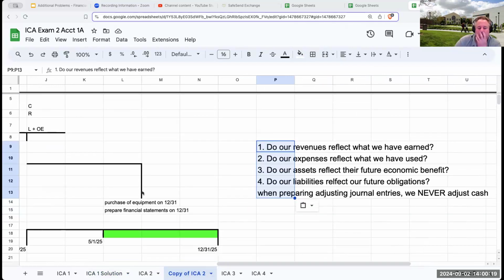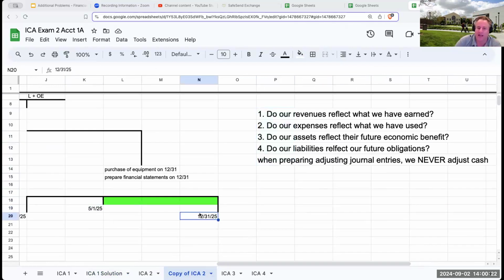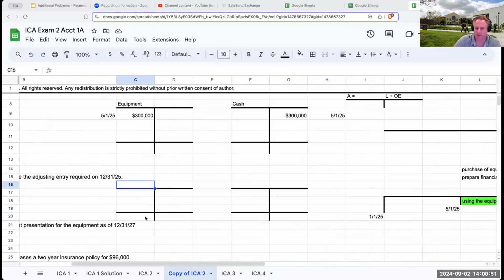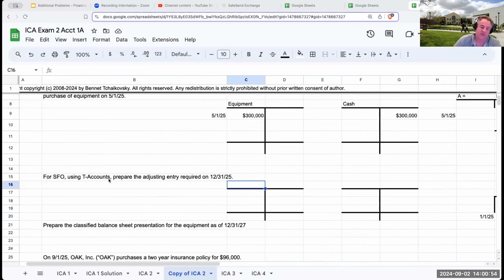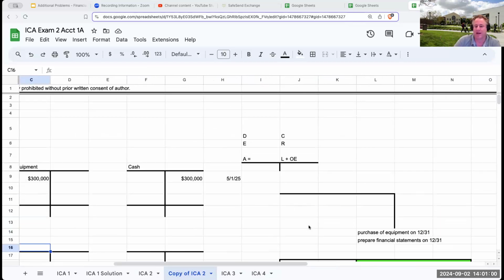So when we buy it, not at the very end of the period while doing financial statements at the same time, but during the year, this is a little bit different because we're effectively using the equipment from 5/1/25 to 12/31/25. If we're using something in our operations, it means we have to record an expense. So when we are purchasing equipment and putting it into use, we need to record an expense. Well, Bennett, how do we record expenses?